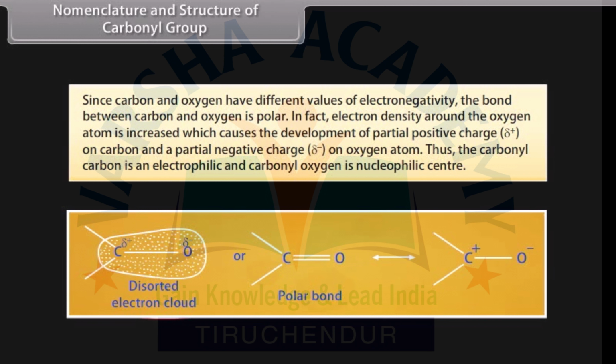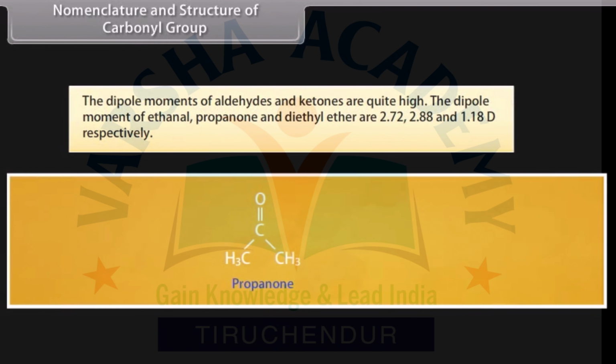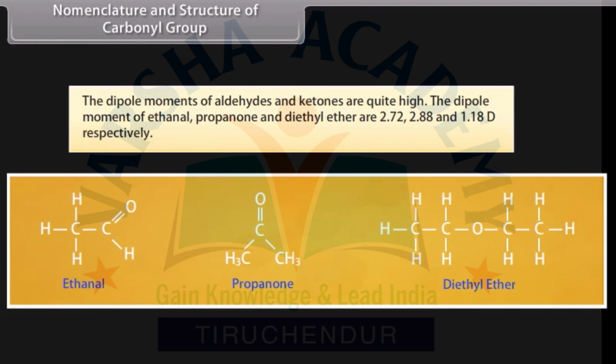In fact, electron density around the oxygen atom is increased, which causes the development of a partial positive charge on carbon and a partial negative charge on oxygen atom. Thus, the carbonyl carbon is an electrophilic and carbonyl oxygen is a nucleophilic center. The dipole moments of aldehydes and ketones are quite high. The dipole moment of ethanal, propanal, and diethyl ether are 2.72, 2.88, and 1.18 debye respectively.